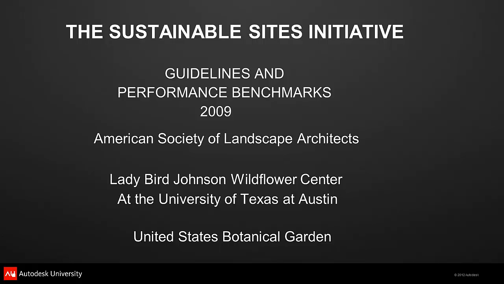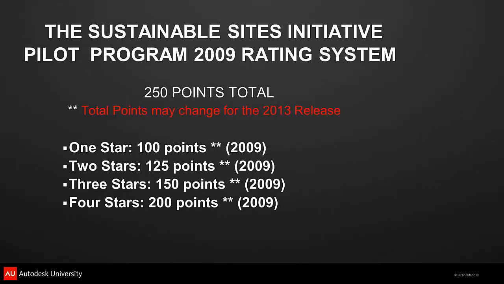Native plant communities are defined as plant species, composition, and structure typical of communities native to the EPA Level 3 ecoregion or known to naturally occur within 200 miles of the site. Since we are speaking about SITES, I will provide you with a brief update on SITES.